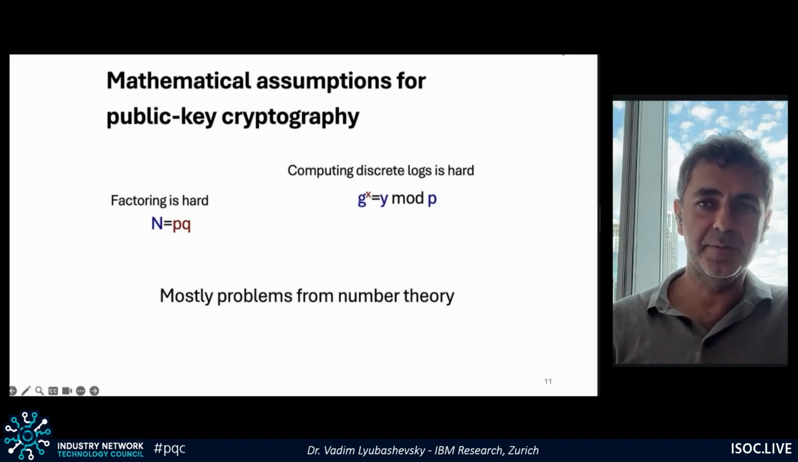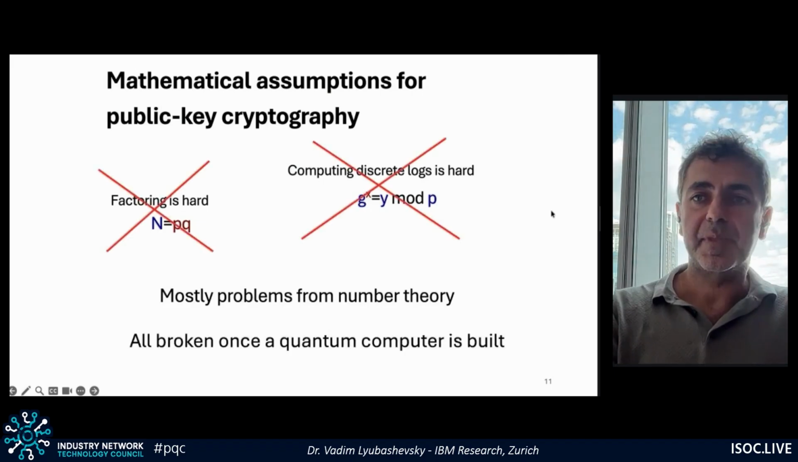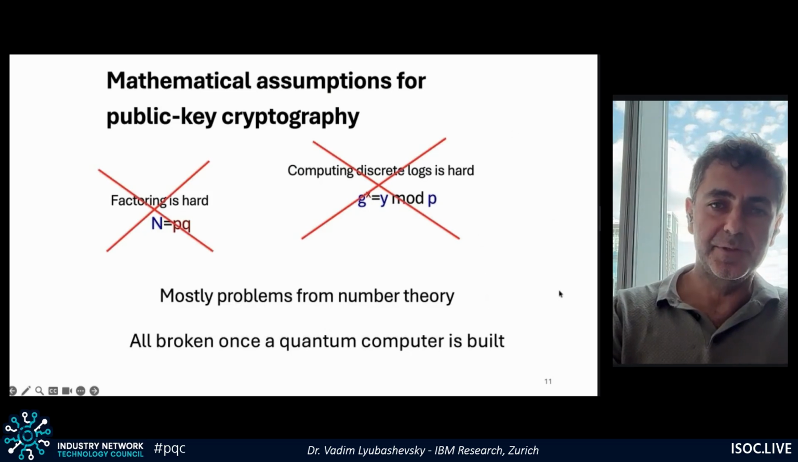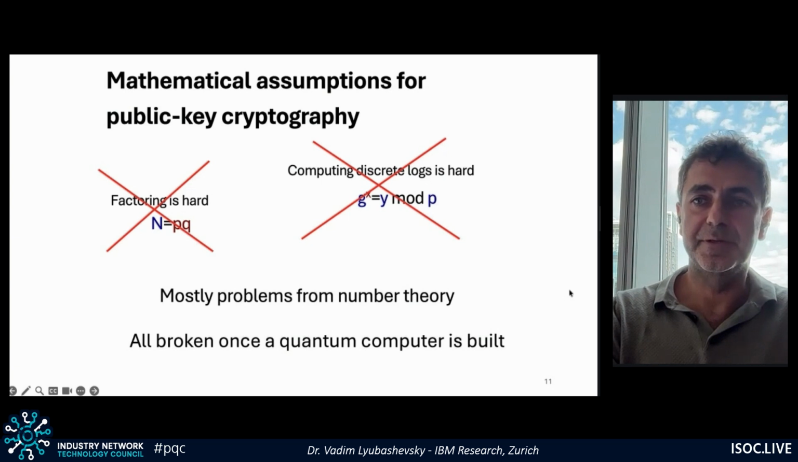Also, discrete logarithm is hard: g to the x equals y, and recover x, or the equivalent problem on elliptic curves. And these are mostly problems from number theory. They all seem difficult for classical computers, but are broken once quantum computers are built.